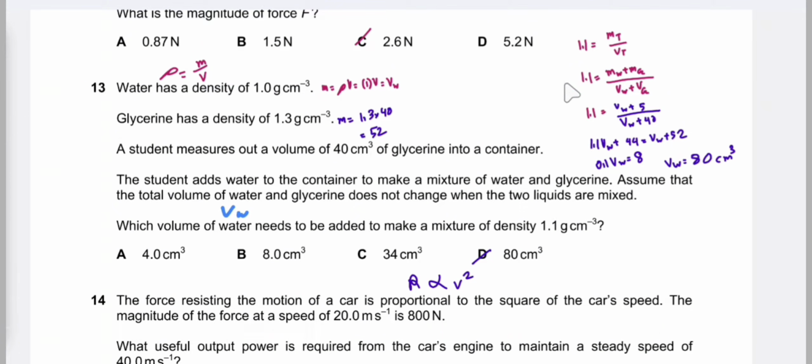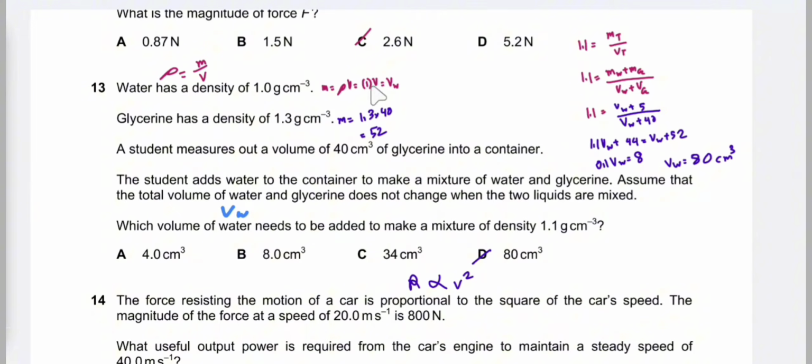So what is the total mass? So total mass of water plus total mass of glycerin by the total volume of water plus total volume of glycerin. So total density is equal to total mass by total volume. And for the mass of water, we know the value of density of water. So what is the mass of water? So mass is equal to density into volume. That is, we multiply density with its volume that we consider as VW.